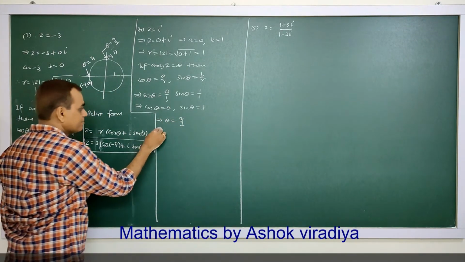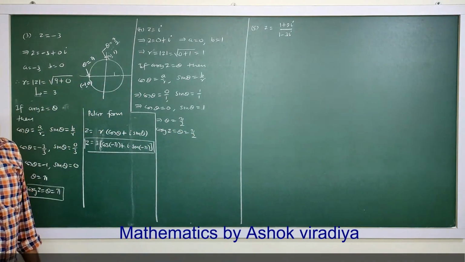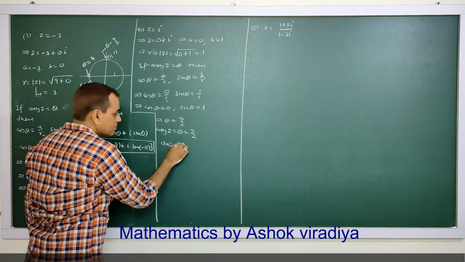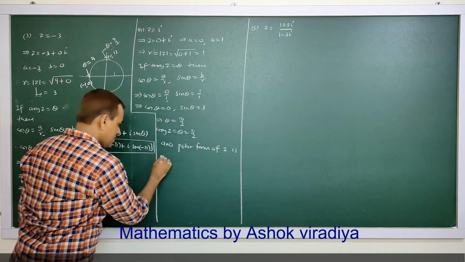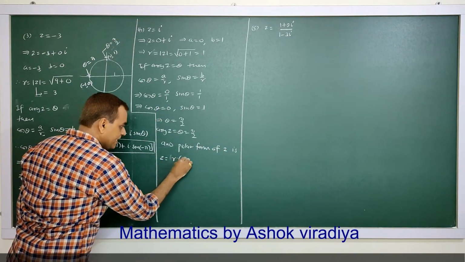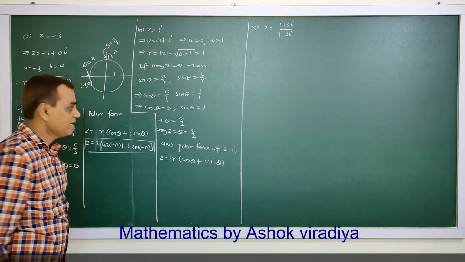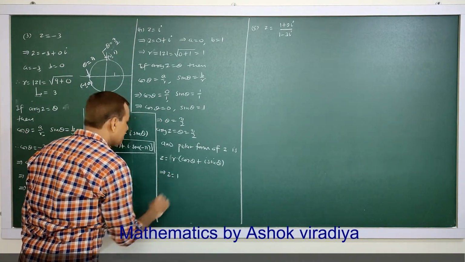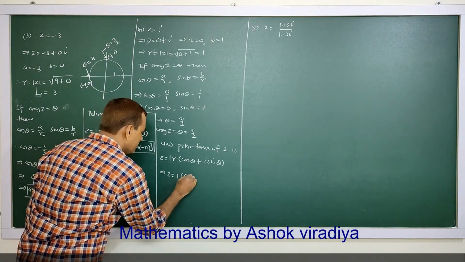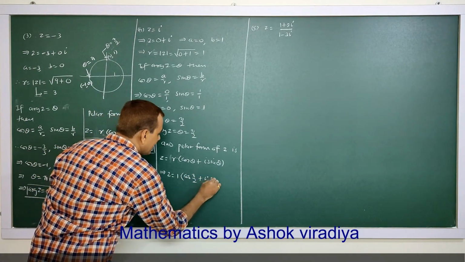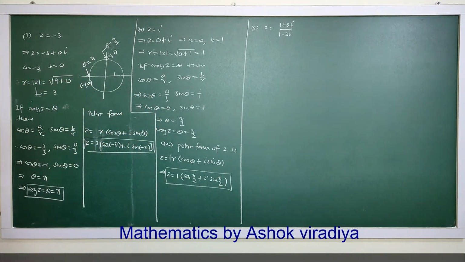So the argument of z is pi by 2. And the polar form of z is z equal to r into cos theta plus i sin theta. That is z equal to r is 1 into cos pi by 2 plus i sin pi by 2. So this is the polar form of the given complex number.